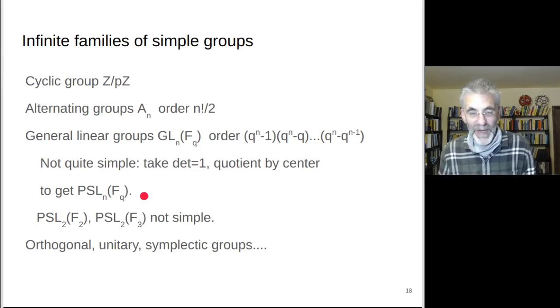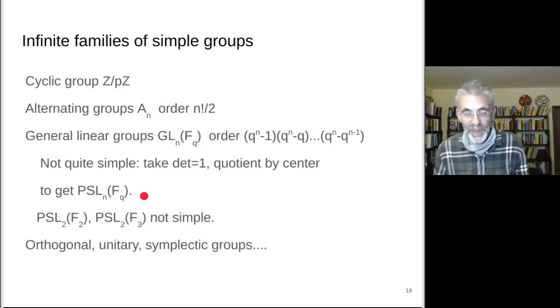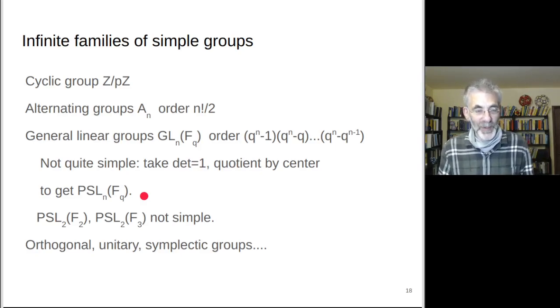So here P means projective, which means quotient out by the centre, and S means special, which just means take determinant equal to 1. And as well as the general linear groups, you can also find analogues of the other groups you get over the real numbers, such as you can define orthogonal groups and symplectic groups and unitary groups over finite fields and get lots of infinite families.